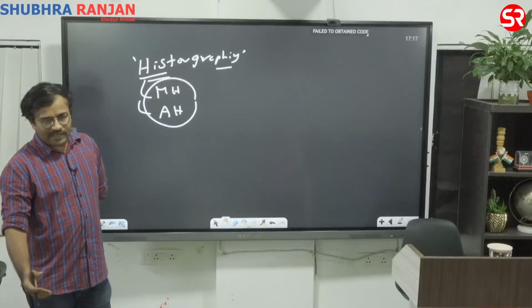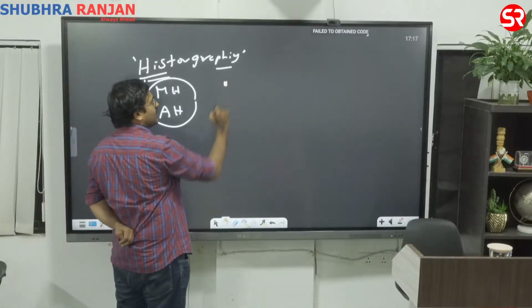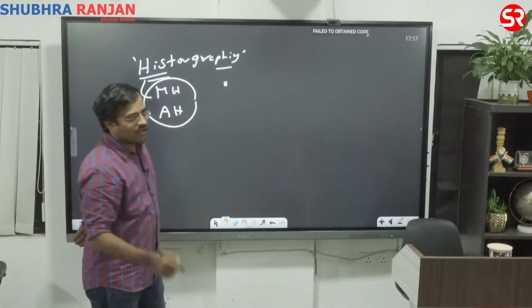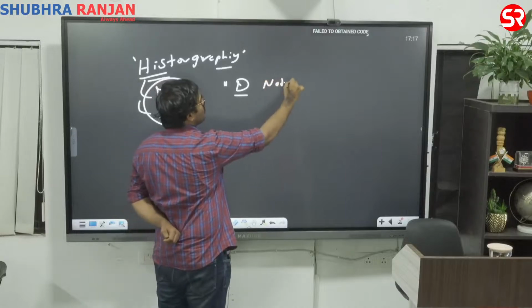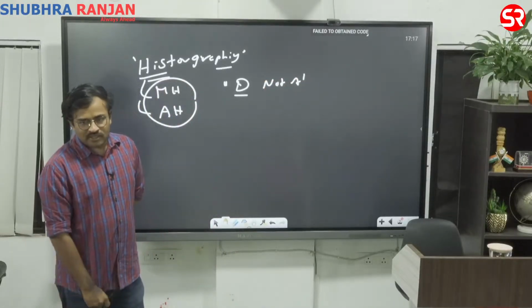I'll give you one example. In the last year's mains that you have written, in history optional, there was a question which went this way: democracy is not alien to ancient Indian history. Do you remember? It was a 60 marker question.